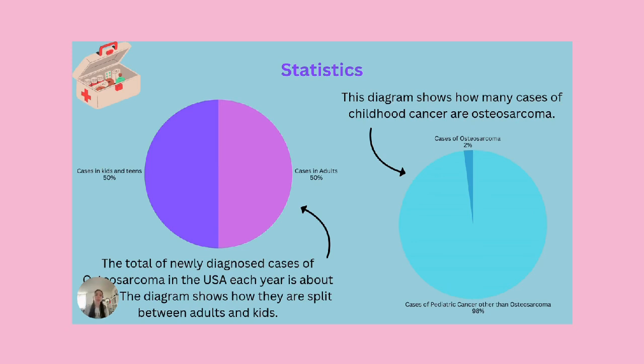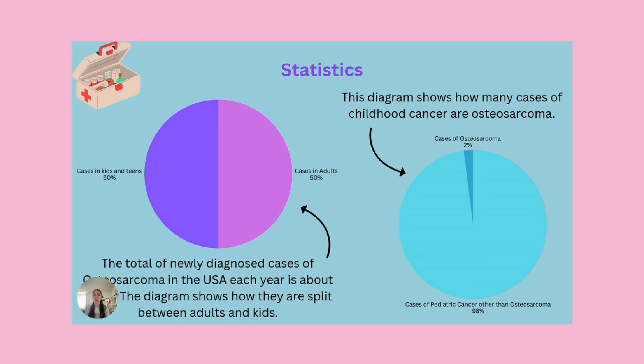Next up, we got some statistics. On the left in the purple diagram, that one shows the total of the newly diagnosed cases of osteosarcoma in the USA each year, and that's about 1,000 cases per year. In the lighter shade is how many of those newly diagnosed cases per year in the US are adults, and the darker purple is in kids. So you can see that it's about 50-50. So about half of the people that are diagnosed with osteosarcoma each year are kids and teens.